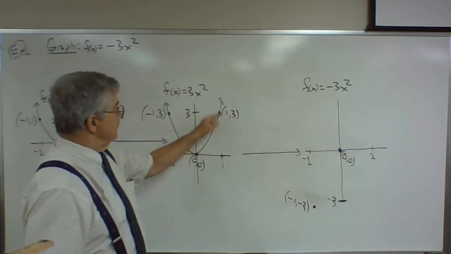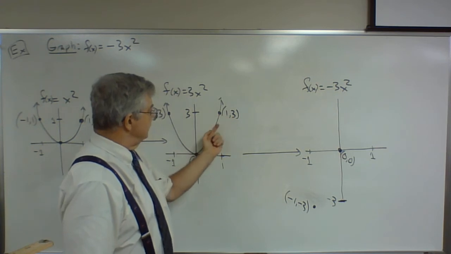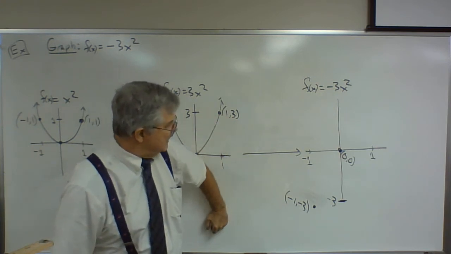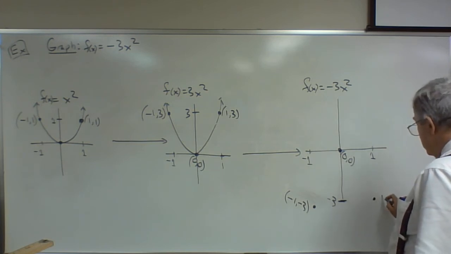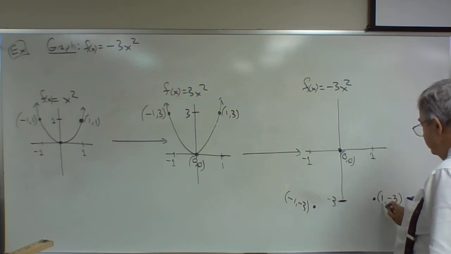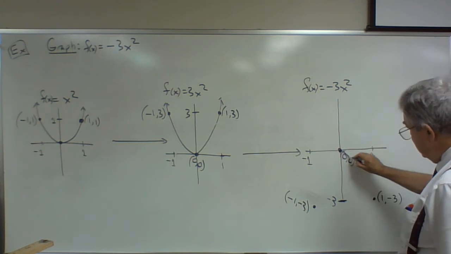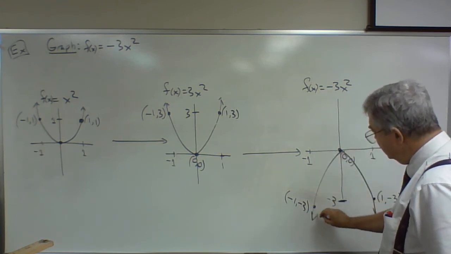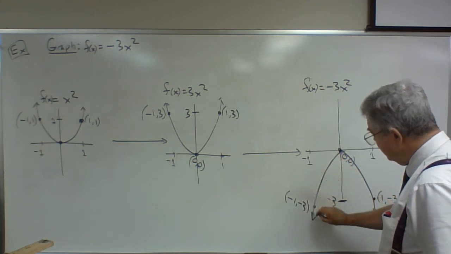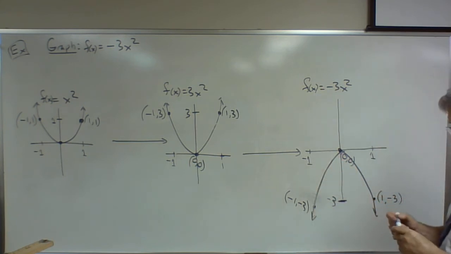And this point, (1, 3), is going to be rotated about the x-axis. It's going to become (1, -3). And this is what the graph of our function is going to look like. That wasn't half bad.